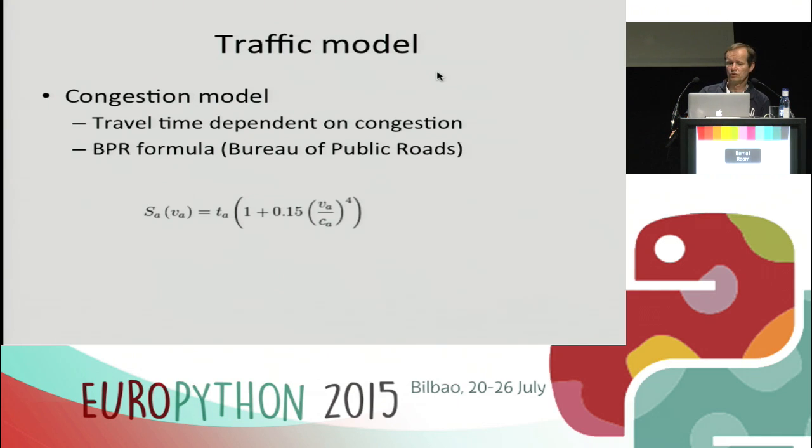So the time it takes to go through a link is given by the free flow time. That's the time we would experience if there were no other cars on the road. And then we have this power function where, when the volume of cars approaches the capacity, it takes longer and longer time. So this is a very old formula, but it still works, and it's 50 years old or something like that, but it actually gives a very good approximation of how traffic flows.